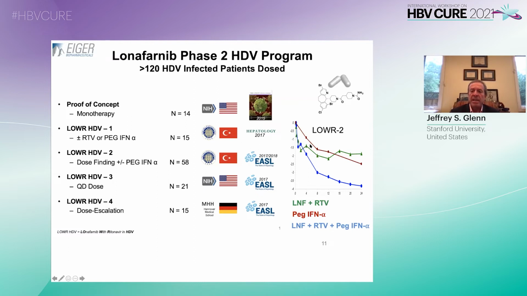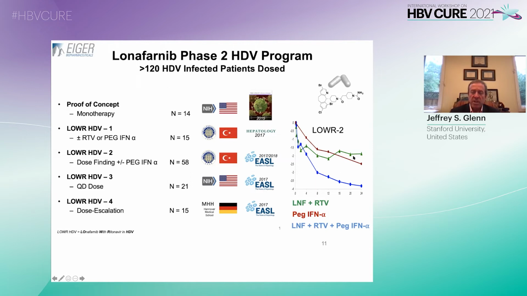And these came out mainly from the LOWR 2 study, where Lonafarnib 50 milligrams BID with low dose ritonavir 100 milligrams boosting achieves around a 2-log drop at the end of 24 weeks as an oral monotherapy. And when combined with interferon alpha, there's synergistic activity to approximately 4-log drop at 24 weeks. And that can be compared to where standard pegylated interferon alpha alone achieves.